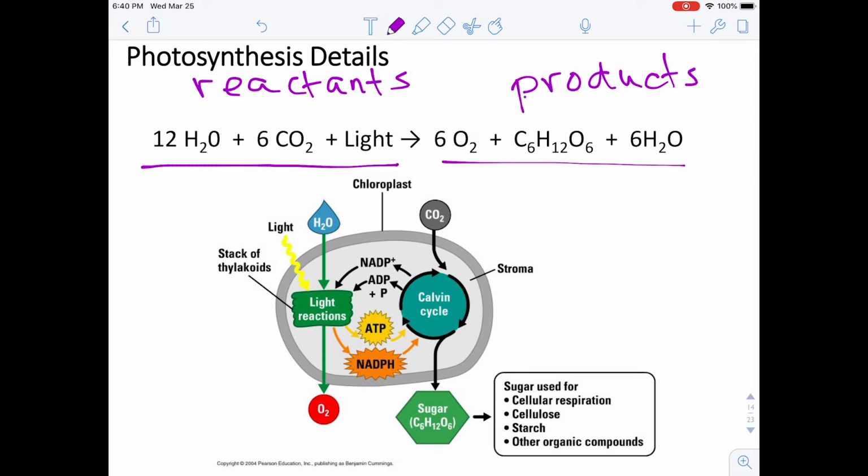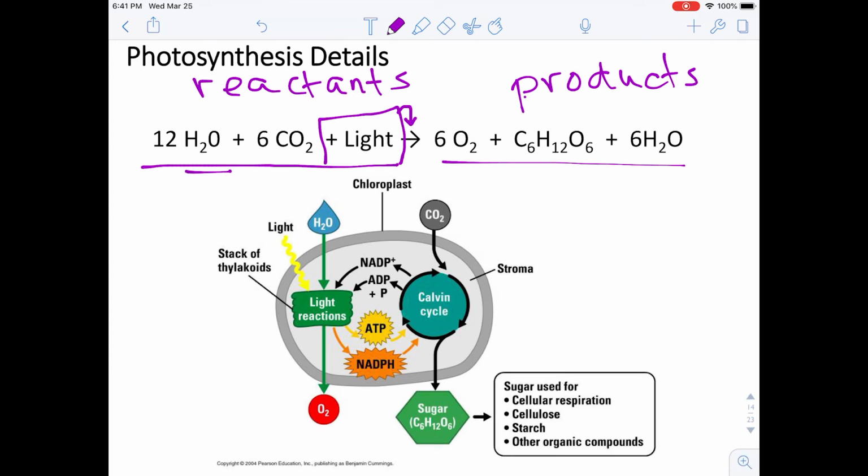Now, I did kind of mess up here because I couldn't type it correctly, but this part where it says plus light, light is not an atom, so it is not a molecule. It doesn't even belong in the equation. What scientists would actually do is write the word light above the arrow to show you that light is the catalyst. So in the absence of light, none of this will happen, but when light is there, it does happen.